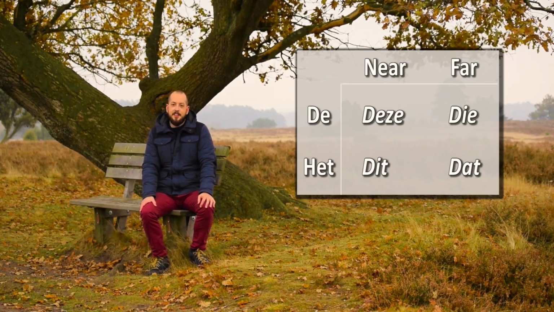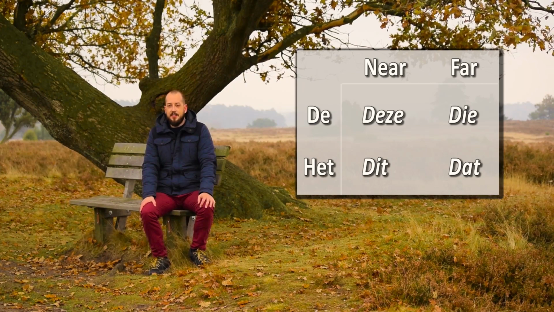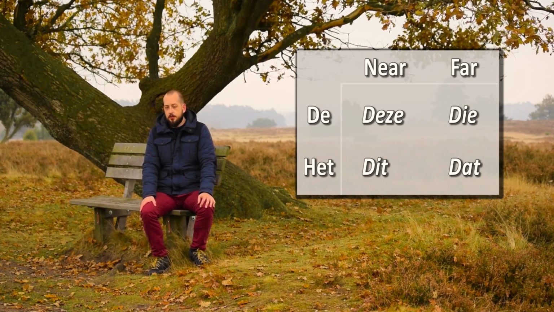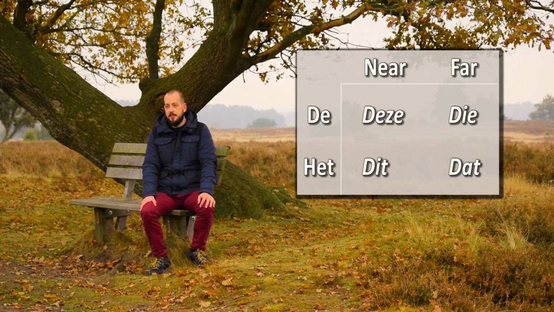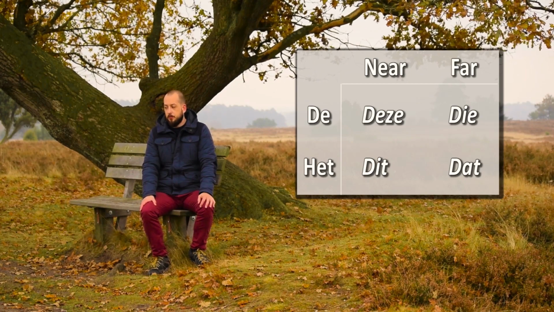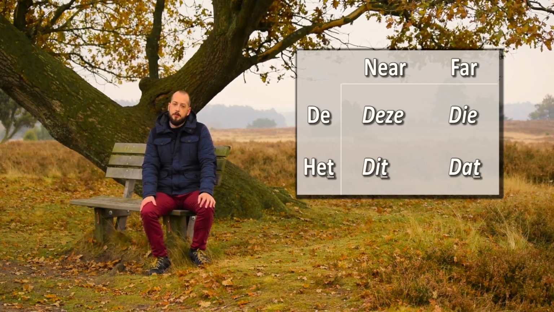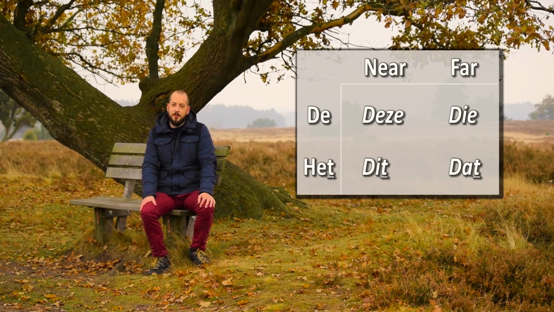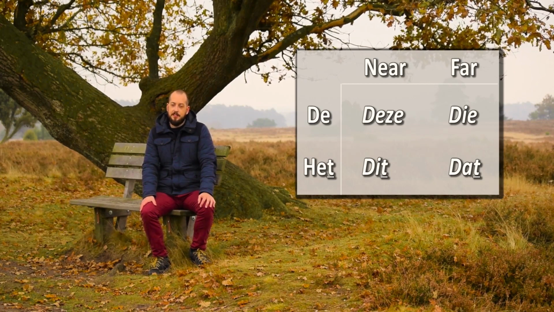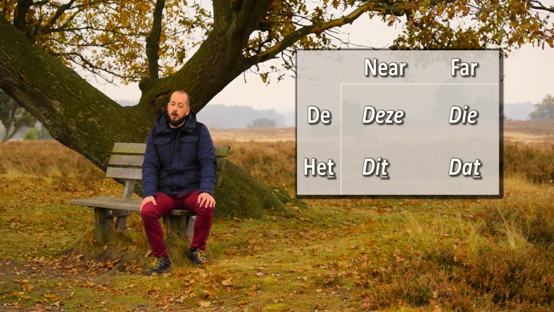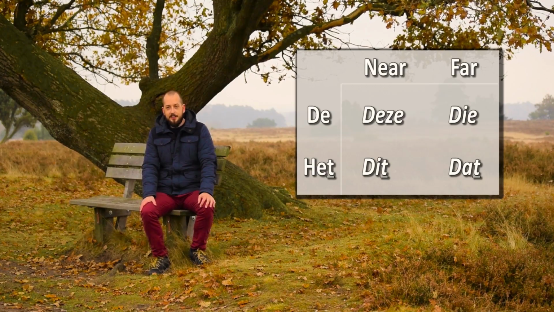As you can see, deze and die correspond to de words, and dit and dat correspond to het words. Maybe to help you remember this, you can notice that the words het, dit, and dat all end in the letter T, so they go together. Now let's look at a few examples to make it easier for you to remember all of these things.